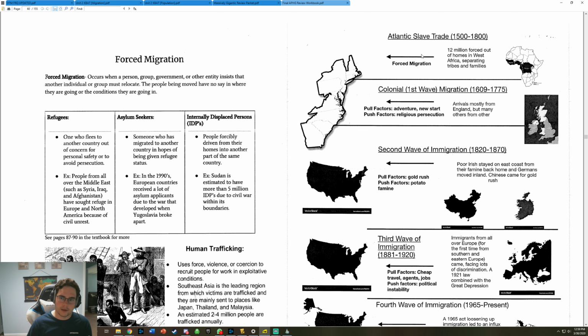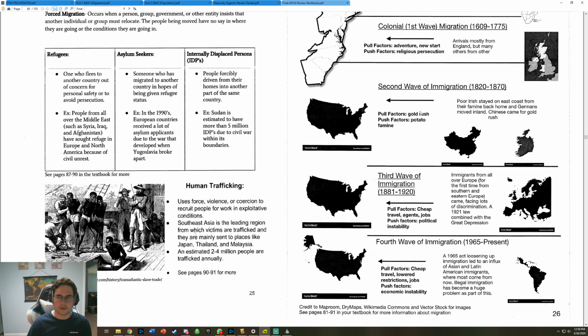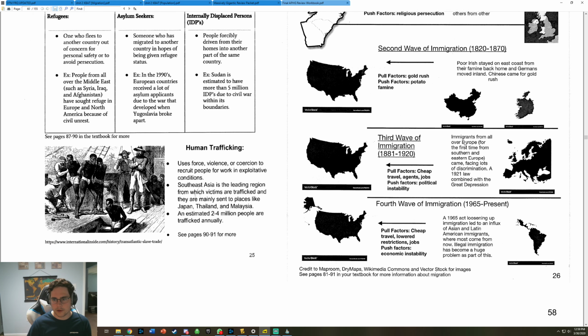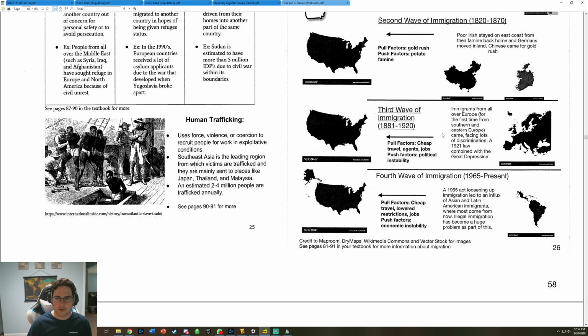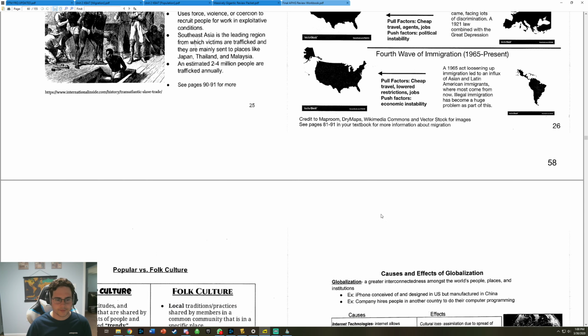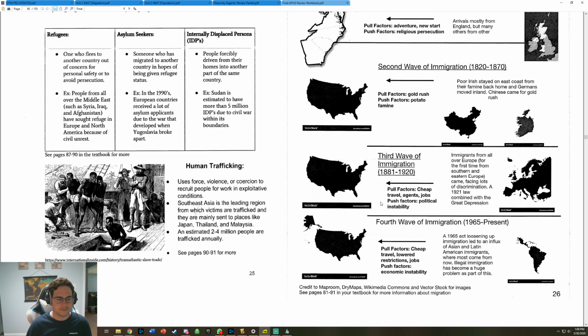Here are some examples historically. We've got the slave trade, colonialism, and waves of immigration from Europe and Asia. Again, another wave of European immigrants coming to the United States. And currently we're in the fourth wave, which is a lot of South American and Central American immigrants moving to the U.S. There are various reasons for that. I'll let you guys read through these. Mostly economic.